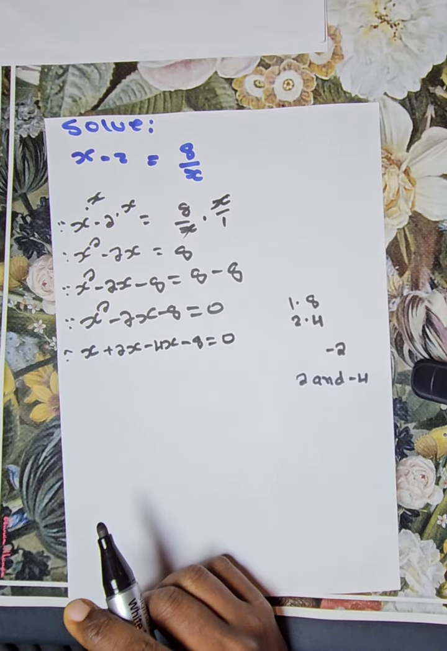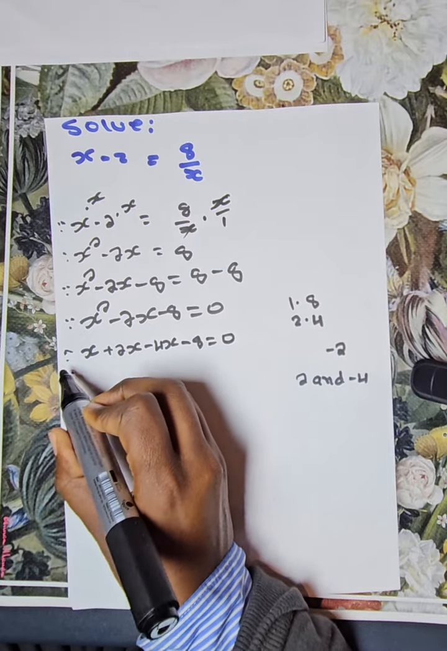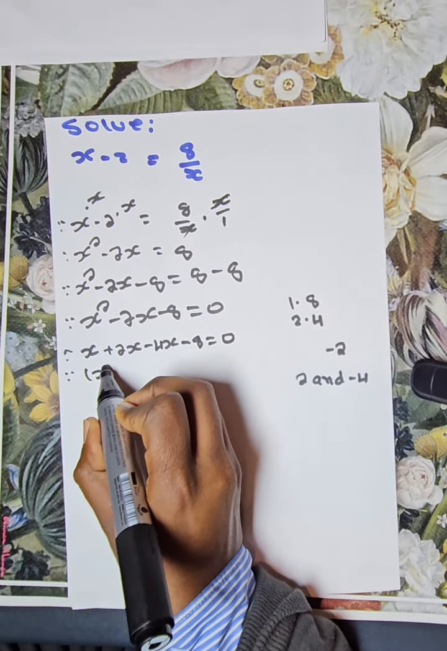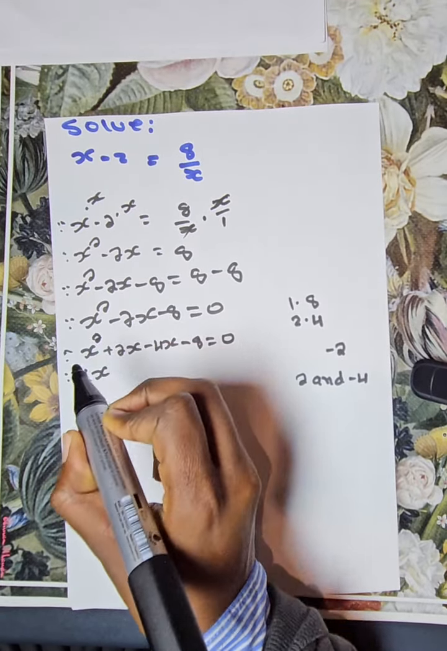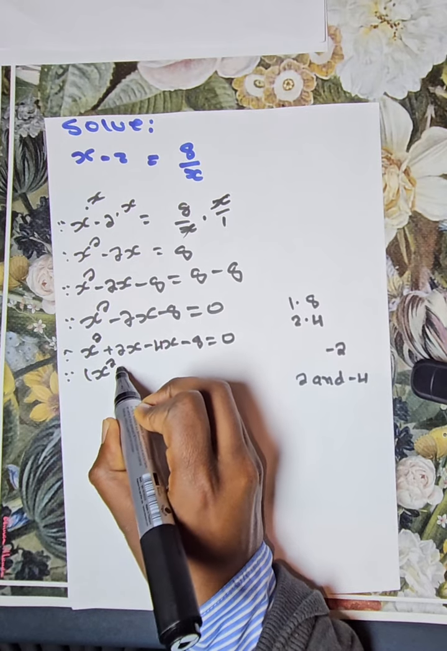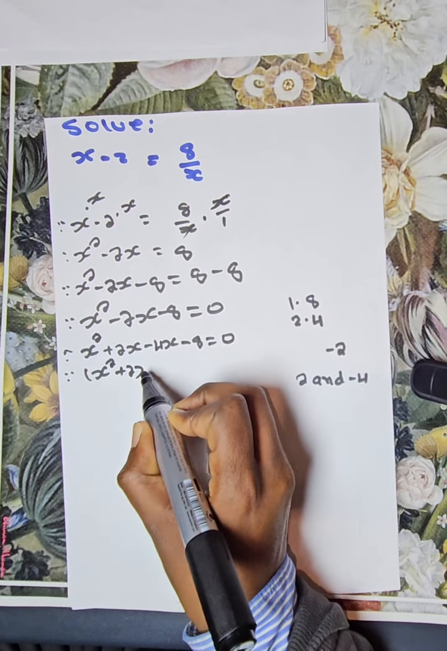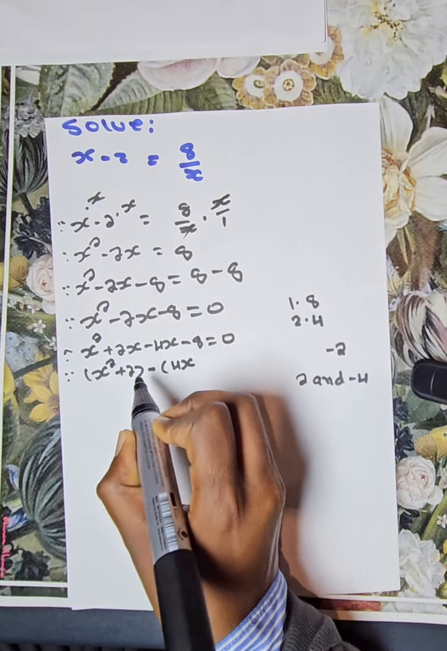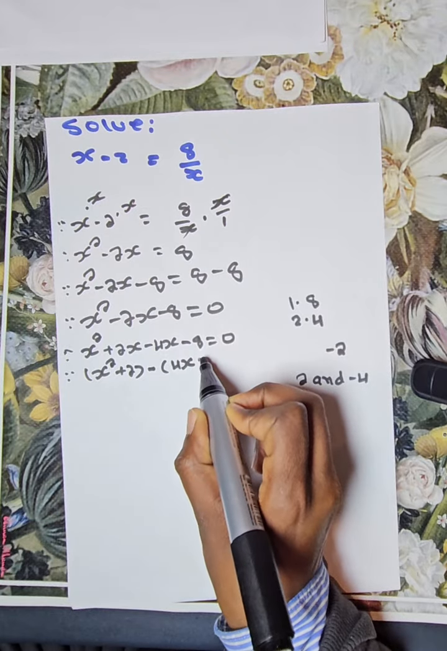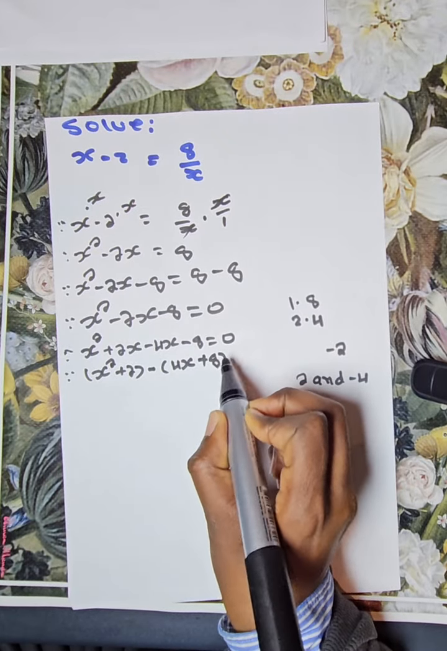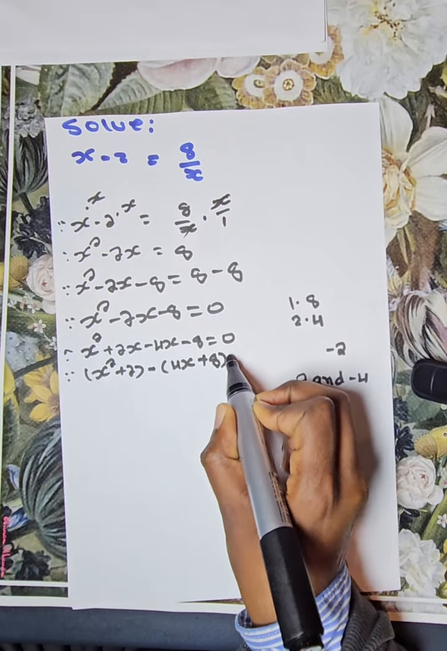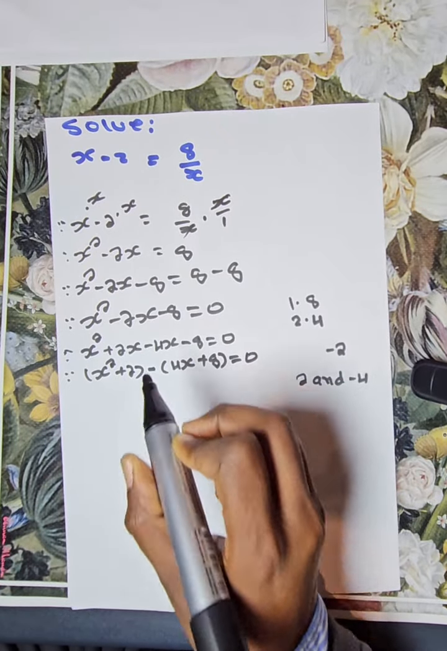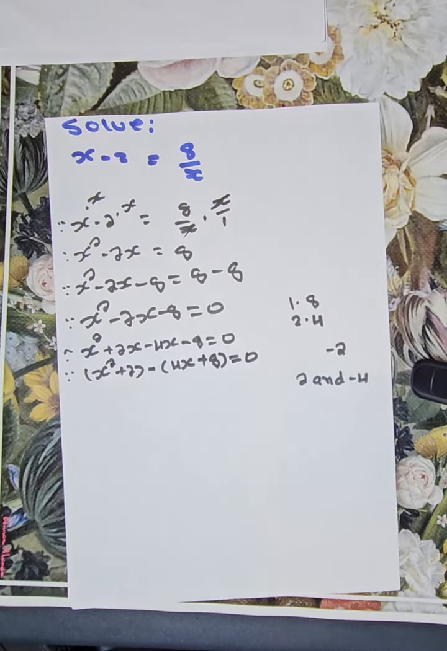Now we need to group. Which terms can we group? Let's group x squared plus 2x and then say minus and group 4x. Remember, the minus 8 becomes plus 8 because of that grouping, and because of the sign that is in front of the 4.